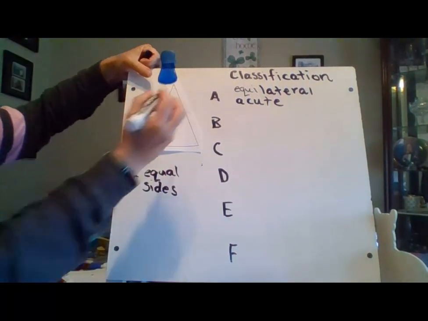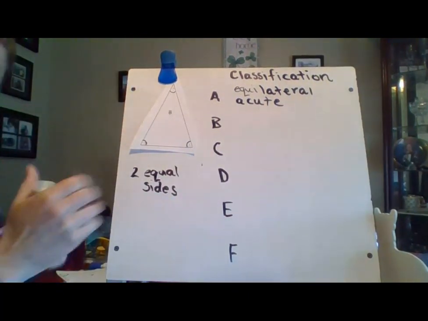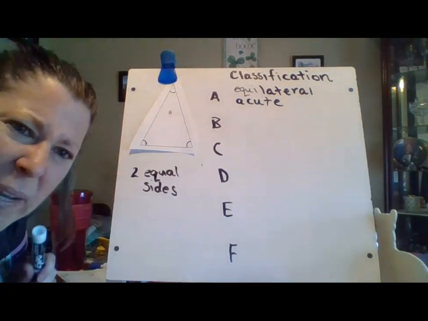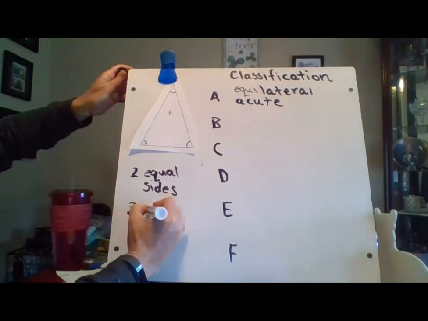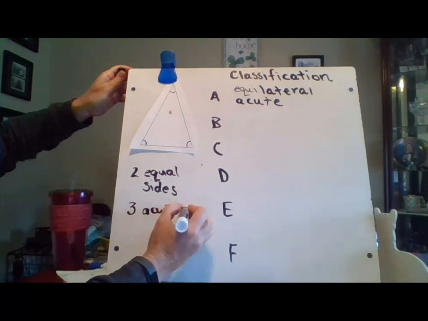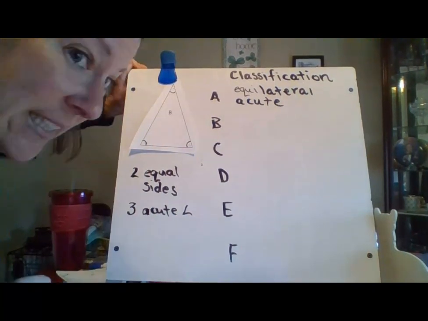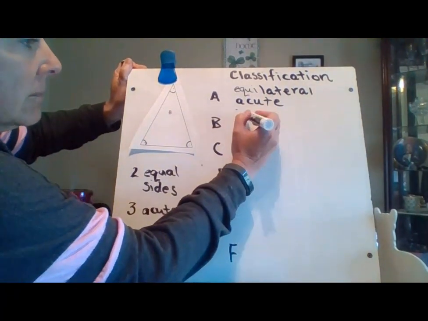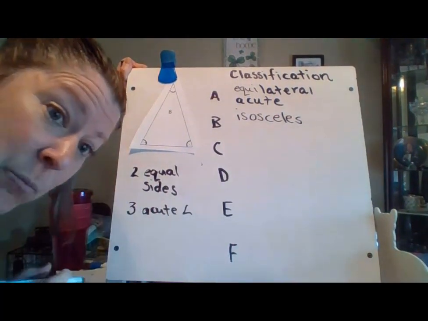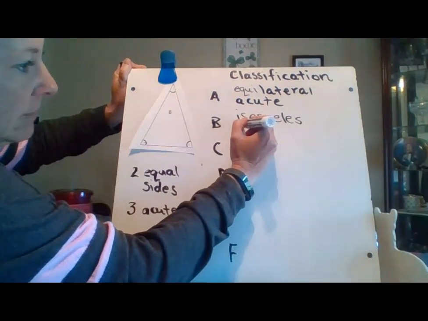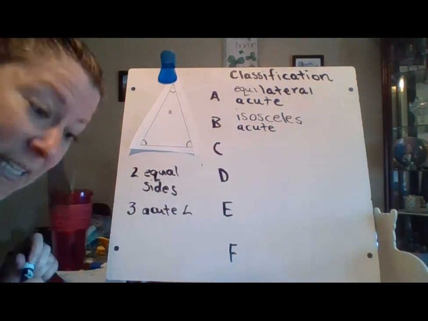When I look at the angles, they're all going like that. So there's 3 acute angles. They're all acute. So if there's 2 equal sides, that means it's isosceles. And again, we have an acute angle. Let's move to triangle C.